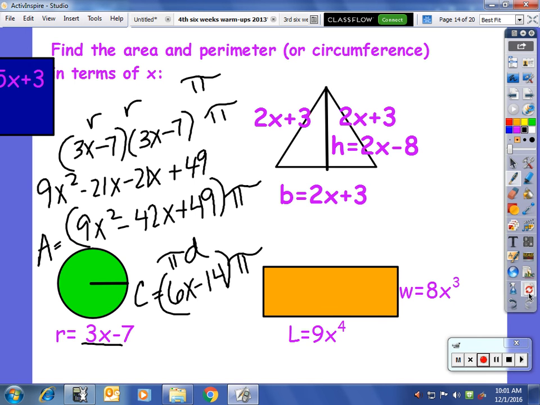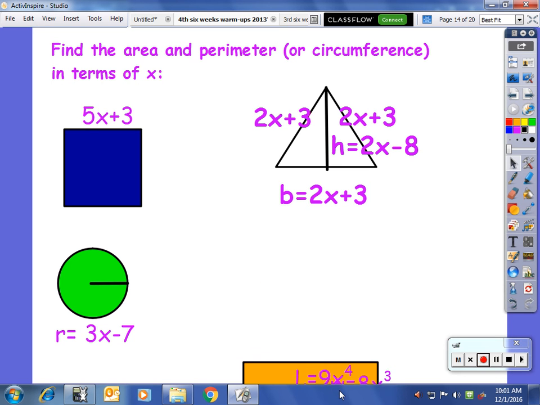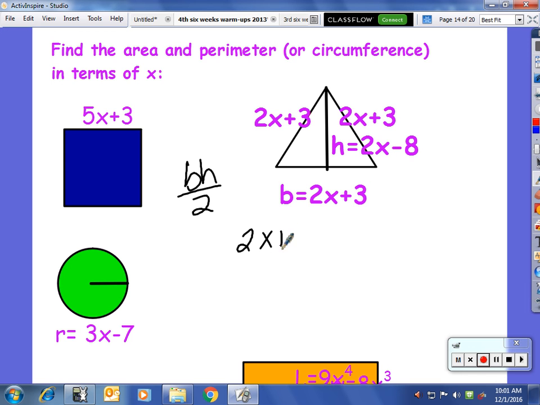Alright, guess what a lot of kids forget to do on triangle problems? For area, sometimes they forget to divide by 2. Area of a triangle is base times height divided by 2. So you would do 2x plus 3 times 2x minus 8. And then don't forget at the end, you've got to divide by 2. So let's do the multiplying first.